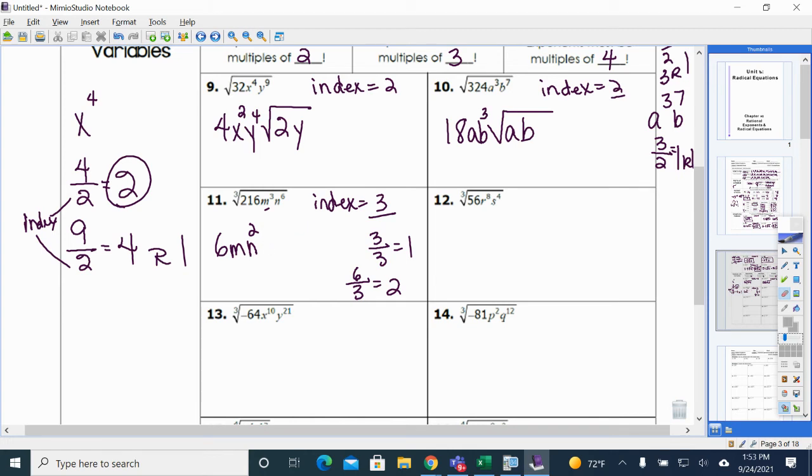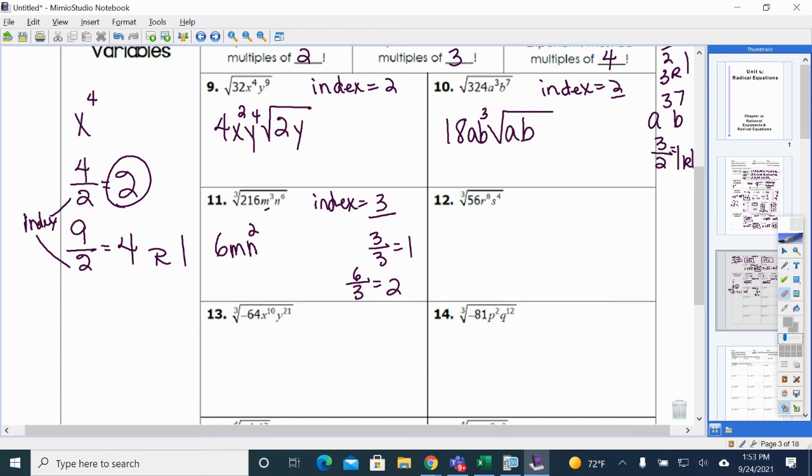On number 11, everything underneath there is a perfect cube. 216 is a perfect cube. M to the third is a perfect cube because that exponent's a multiple of 3. N to the 6th is a perfect cube because 6 is a multiple of 3.